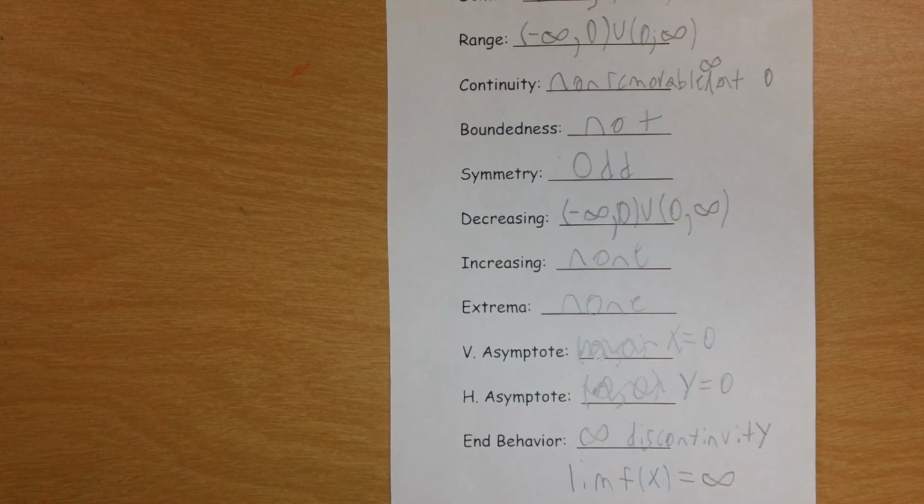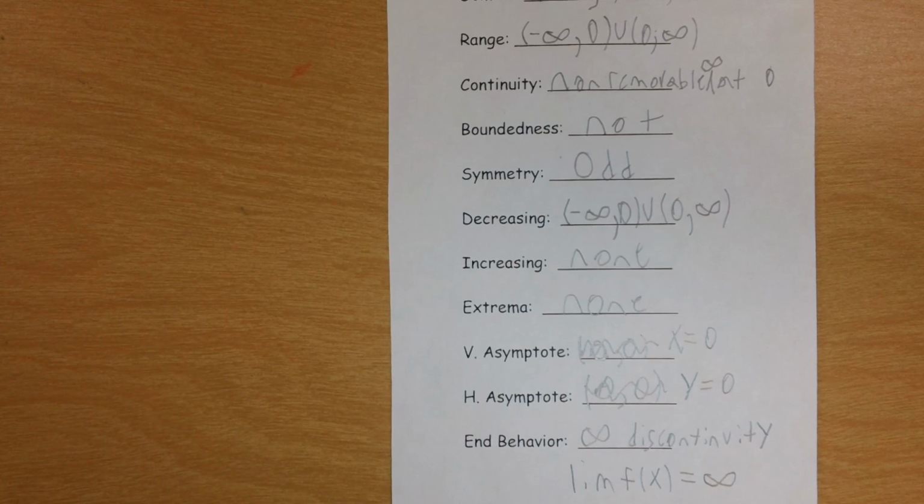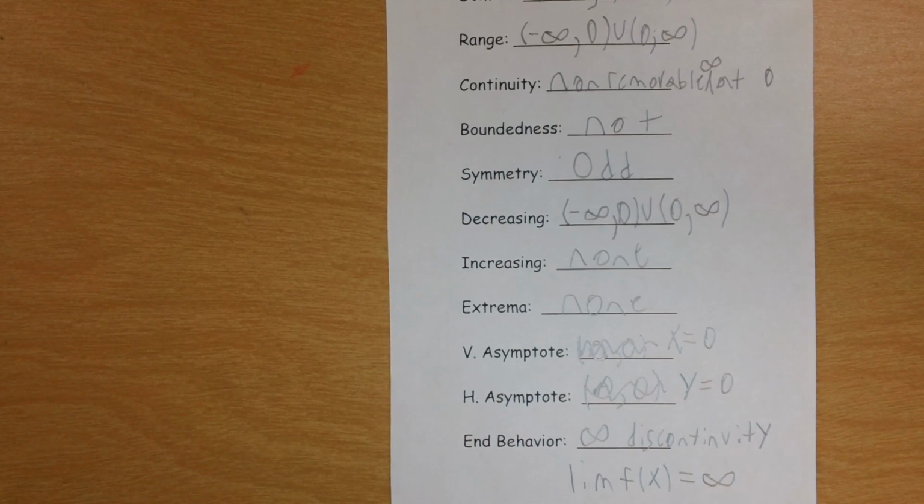The horizontal asymptote is y equals 0. The end behavior is as x approaches negative infinity, the y value gets closer to 0, as well as when approaching infinity.